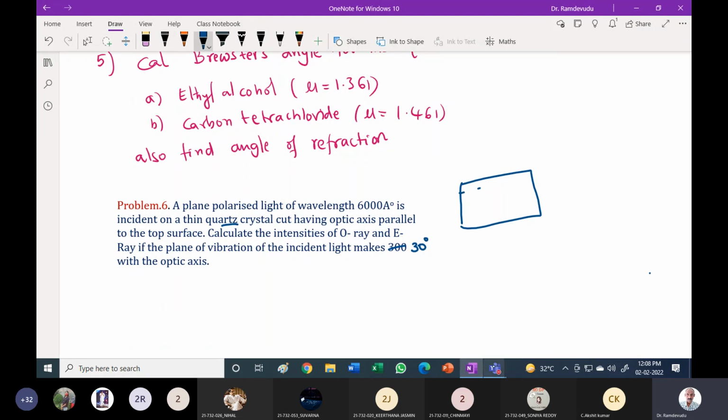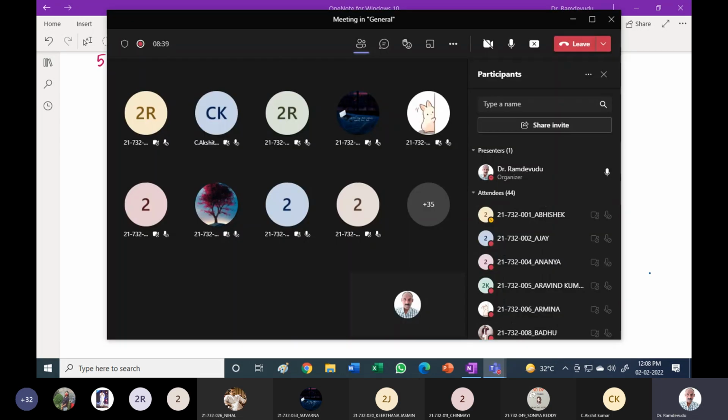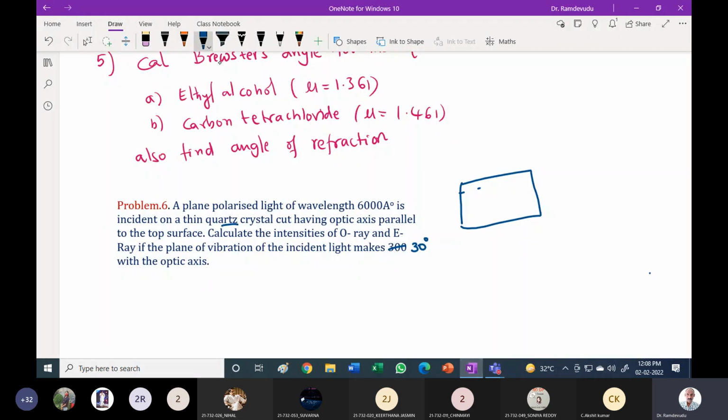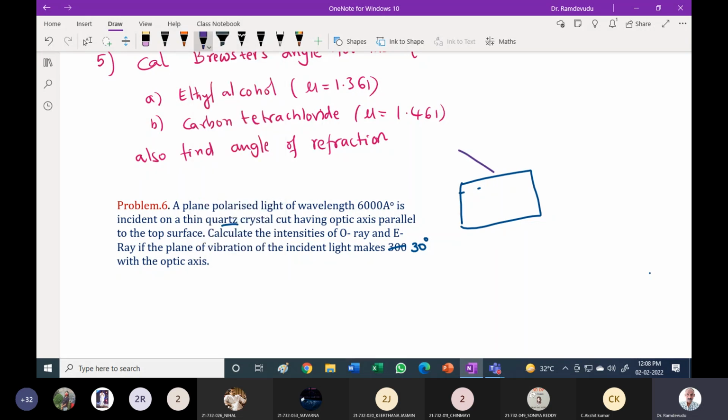To solve this problem, we have seen in the earlier classes that whenever light falls on a doubly refracting crystal, the crystal will make the incident ray into two parts. It will be split into two parts. One is the E ray, having vibrations in the principal section. And the ray which is having vibrations perpendicular to this, we call the O ray.